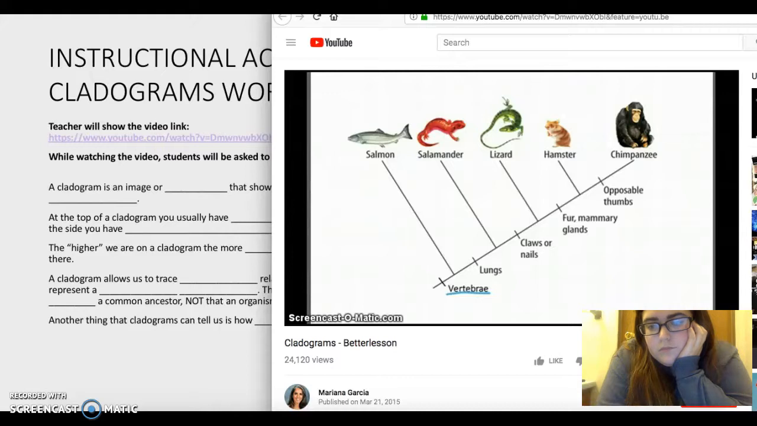What this tells me is that every organism from this point on has a spine. As we move up the cladogram in this direction, we get more and more exclusive. This means that the higher we are, the more traits the organisms have to share to be placed there. Let's take a look. We started with vertebrae. When we look at the next characteristic, lungs, we exclude salmon. Salmon do not have lungs, they have gills, and so they are excluded from all the groups from here forward.